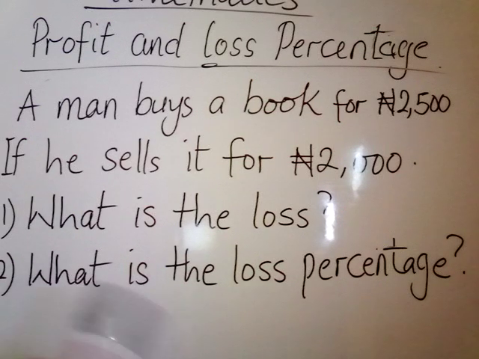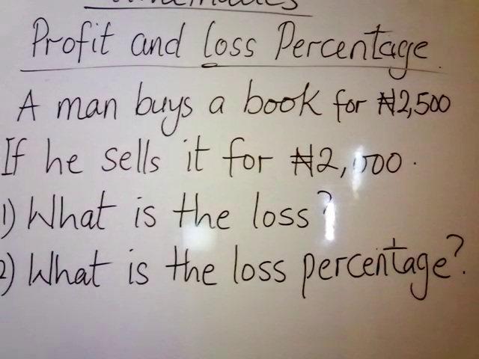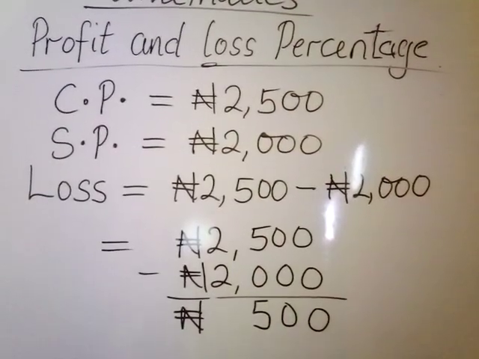So this is a situation of loss, and we just need to go ahead and calculate what the loss is and what the percentage loss is, or the loss percentage. A man buys a book for 2,500 naira and he sells it for 2,000 naira. What is the loss, and then what is the loss percentage? So our cost price is 2,500, selling price is 2,000.